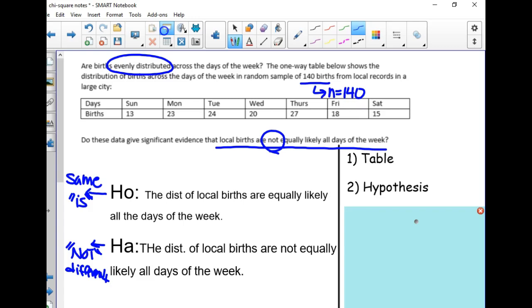Are there questions there? People struggle with that sometimes, so make sure that you let me know during work time. I did not put the key for the null and the alternative because it's too tempting just to copy it. So just let me know, I'll let you know if you did it right.